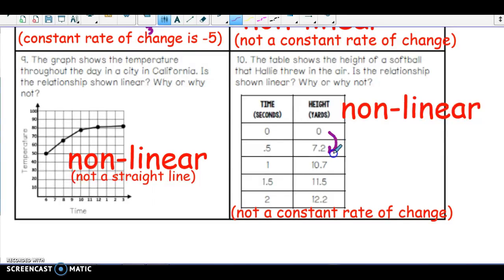Number 10, you have the height of the softball that Hallie threw into the air. You have an increase of 7.2, and then you definitely do not have the same increase of 7.2 as you continue up through this column. This column has a constant rate of a half of an increase each time up, but again, because this does not have the same constant rate of change, we know it's going to be a non-linear function. Make sure you fold both papers in half, tape into your notebook, and we're set.